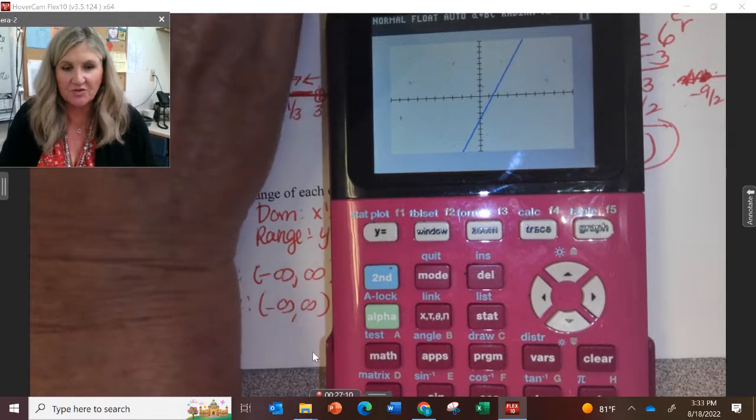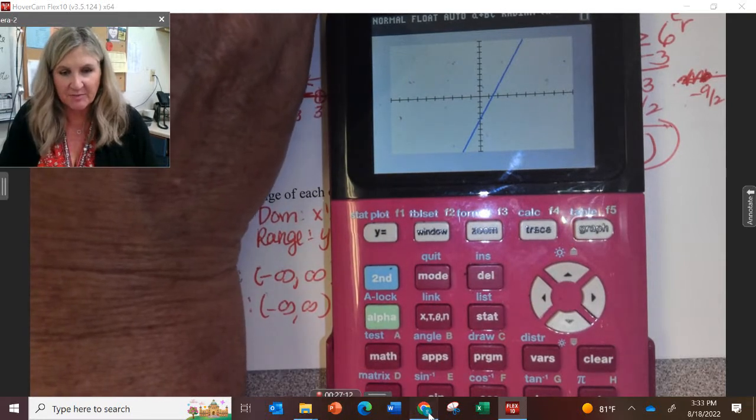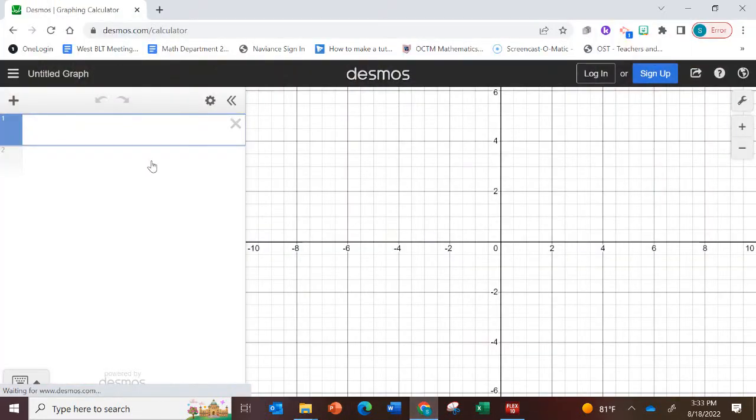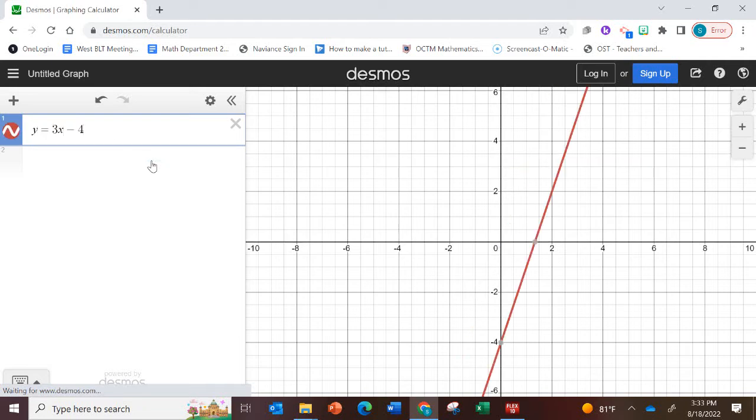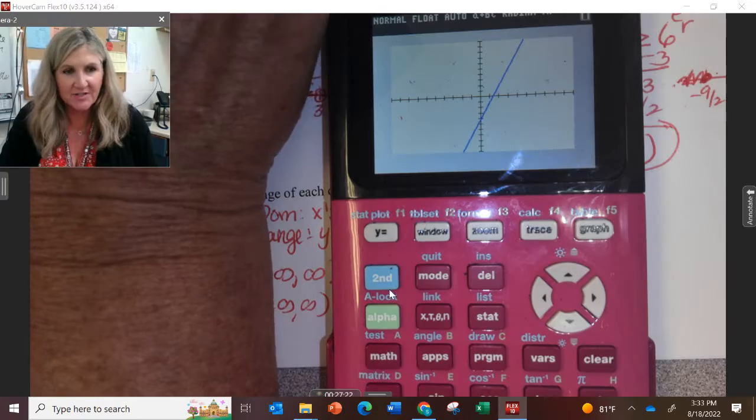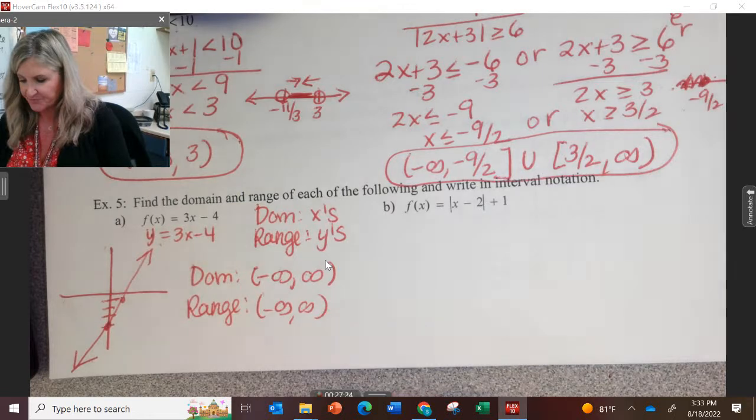Remember, you can also use Desmos. Some people like to use Desmos to graph, but I want you to get used to using your calculator. Just to show you, there's the graph on Desmos. But try using your graphing calculator.